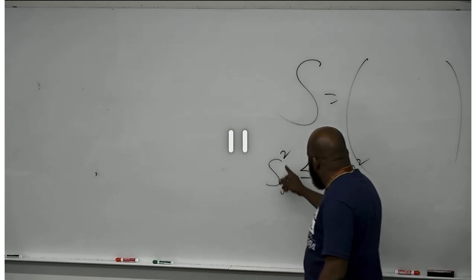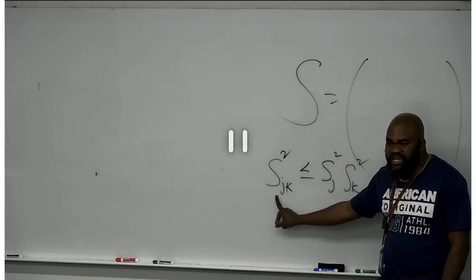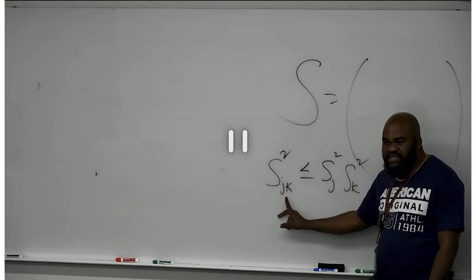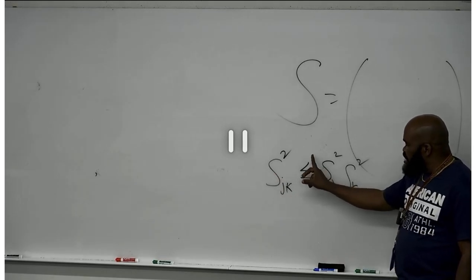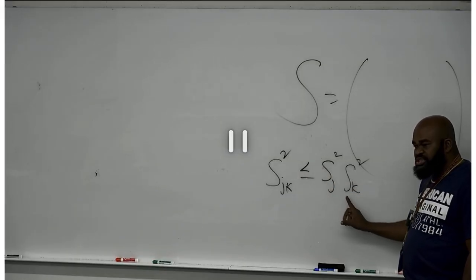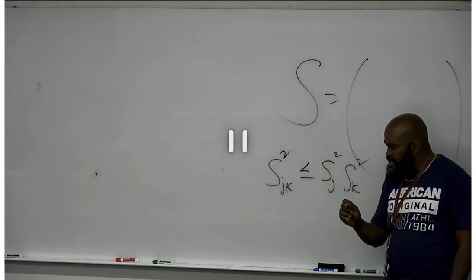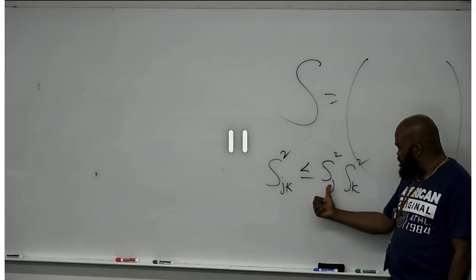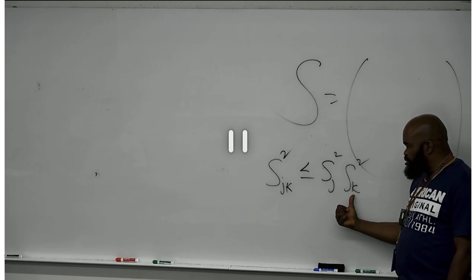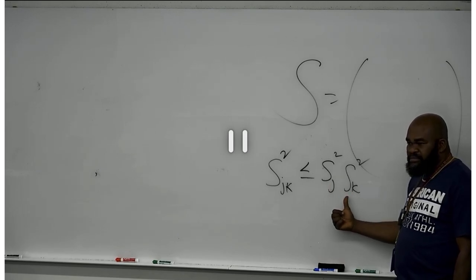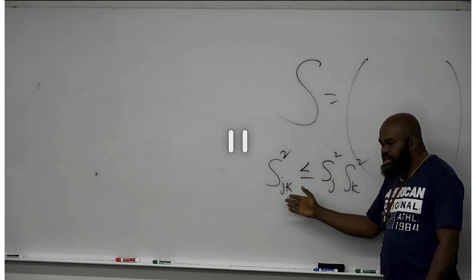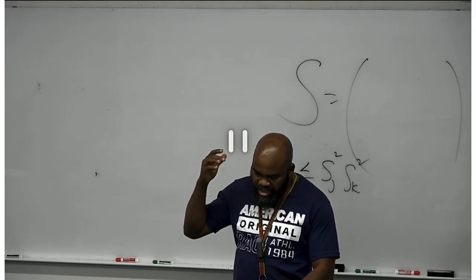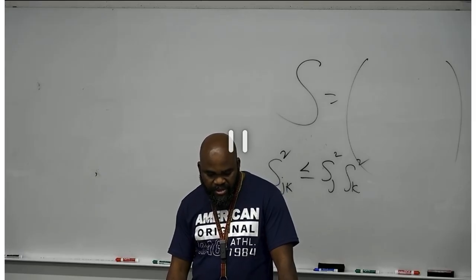When I square the covariance, you can try it out on any data. The result is going to be less than or equal to the product of the respective variances. This is the variance of variable j, and this is the variance of variable k. When I multiply them, we're going to have this relationship. That's what the Cauchy-Schwarz inequality talks about.